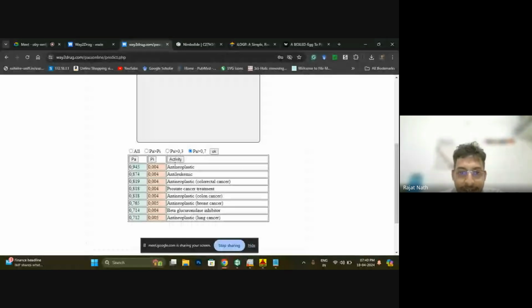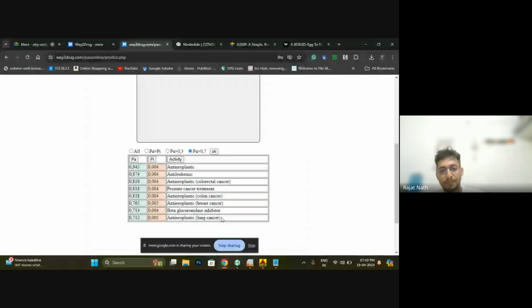But you can see that this is showing anti-neoplastic activity. This compound is showing anti-neoplastic activity. The compound is showing anti-leukemic activity, that means leukemia. This compound can be used for anti-leukemic activity. The compound is showing anti-neoplastic activity for colorectal cancer. This compound is showing prostate cancer treatment. The compound is showing anti-neoplastic for colon cancer. The compound is showing anti-neoplastic for breast cancer. The compound is showing beta glucuronidase inhibitor, and anti-neoplastic for lung cancer.